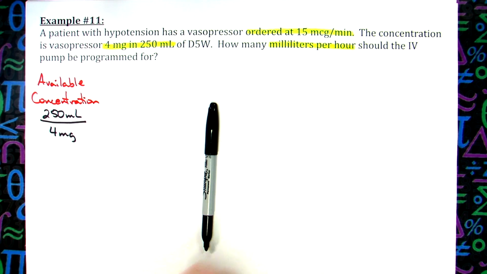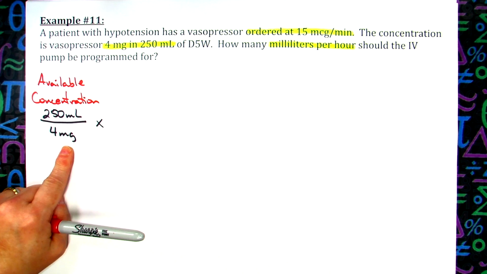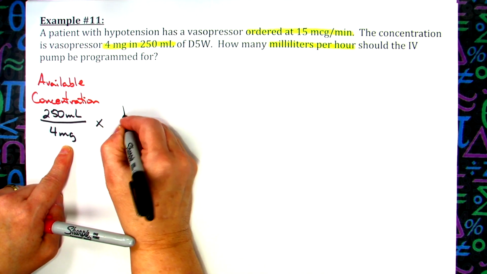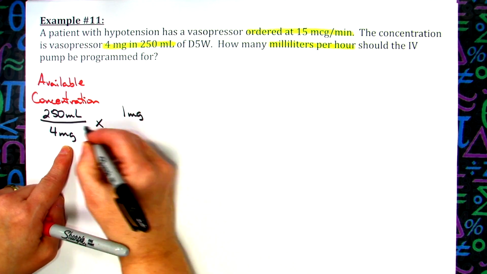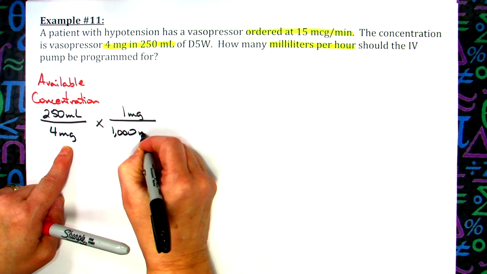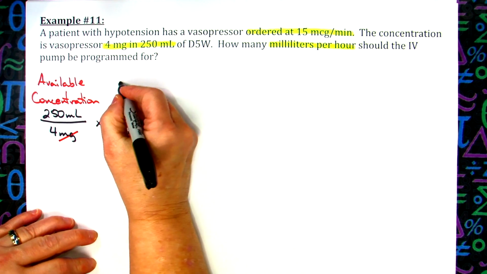Okay, I'm going to multiply that by a conversion factor. I want milligrams to go away. 1 milligram equals 1,000 micrograms, so that's a conversion factor you're going to have memorized. 1 milligram on top, so those milligrams will cross out. We'll have 1,000 micrograms. So at that point, milligrams and milligrams are gone. So I've got a conversion factor.